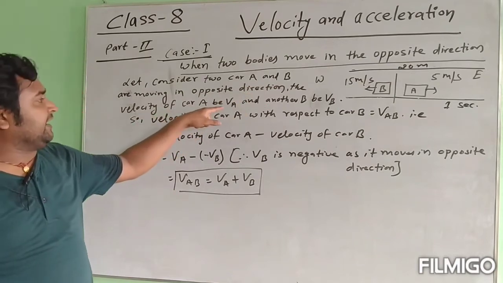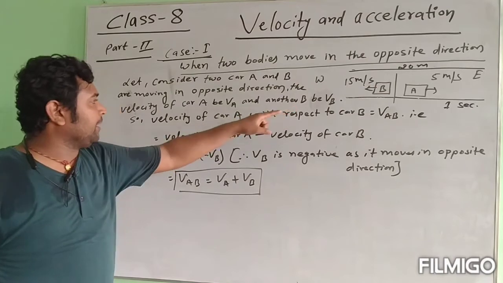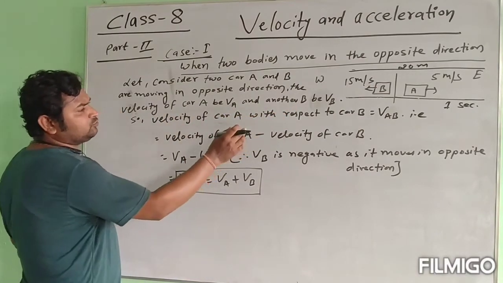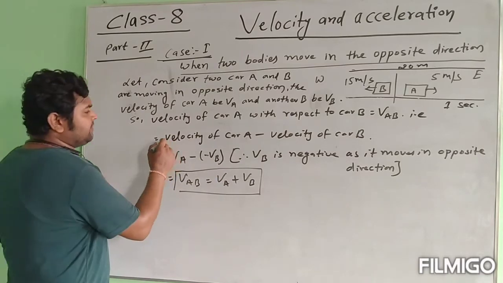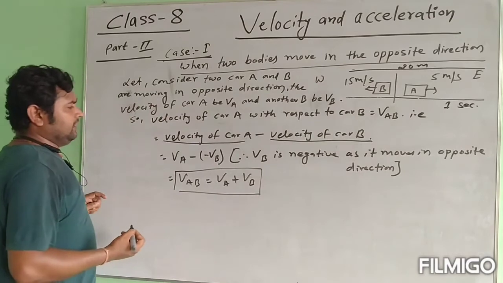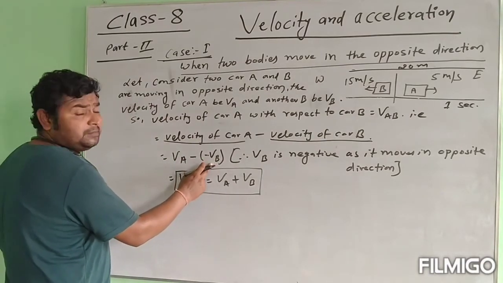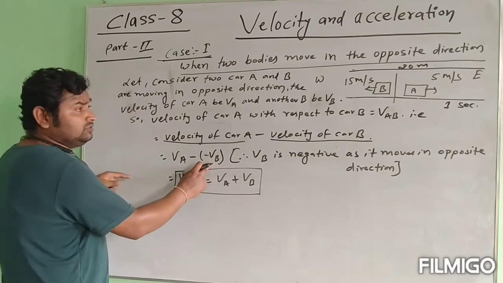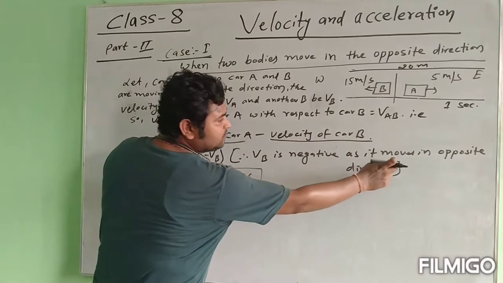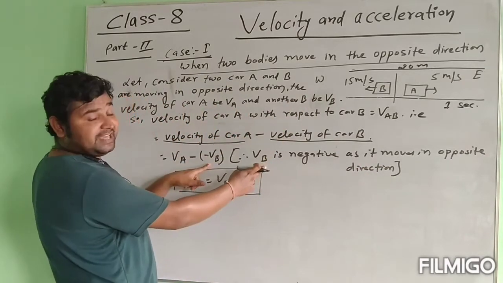Thus the velocity of car A with respect to car B will be the velocity of car A minus the velocity of car B. Because they are moving in opposite directions, the velocity of B is negative. Car B is moving in the opposite direction.